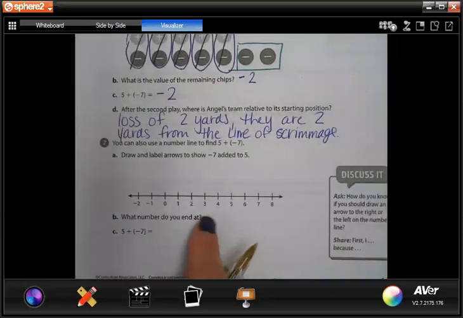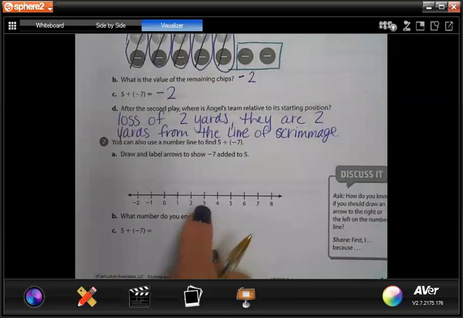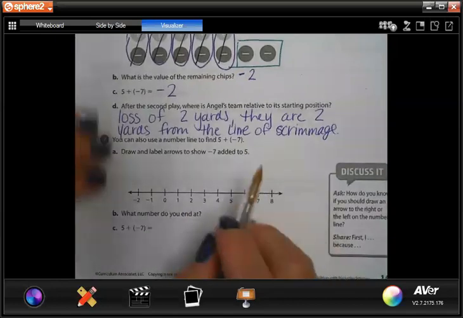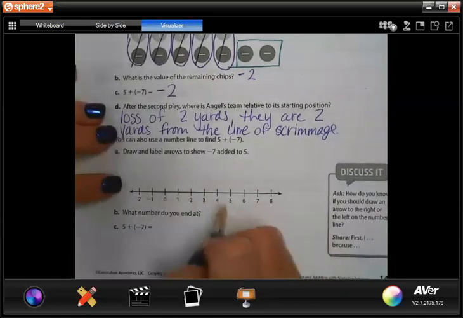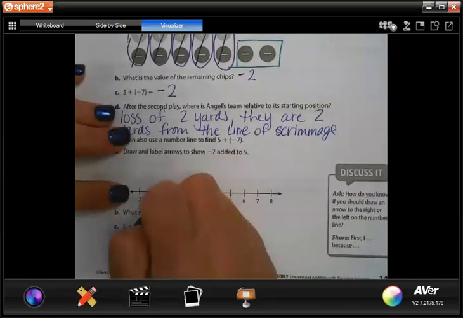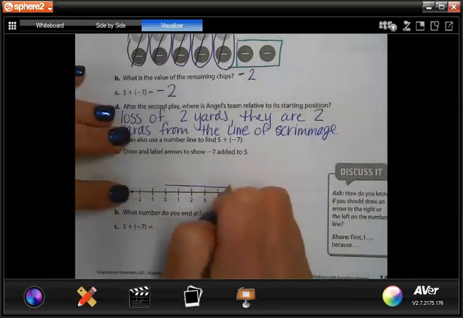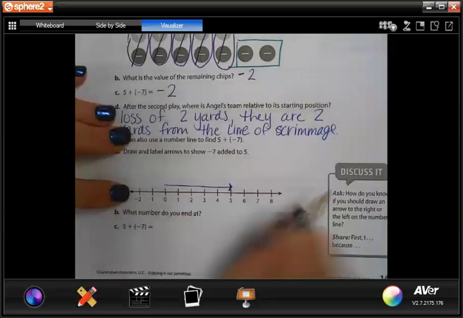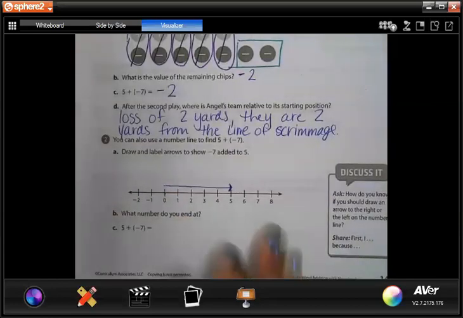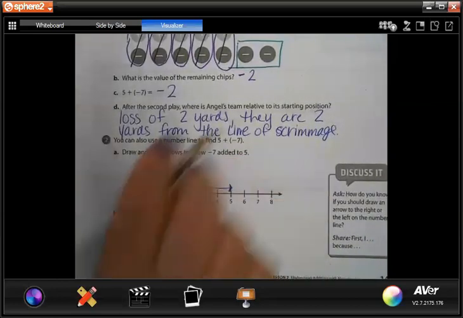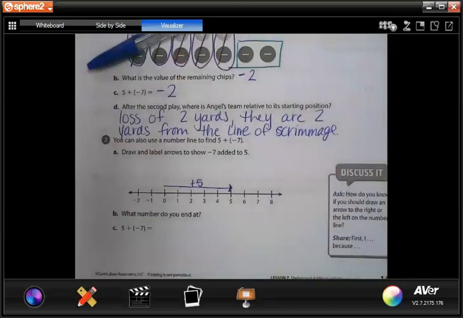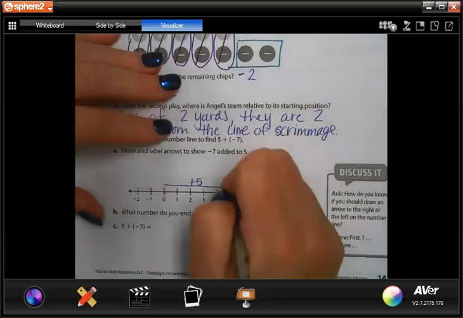Now, to model it a different way, we can use a number line. So we're going to start at 0, right? And we're going to go up to +5. We're going to go up to +5 because they first gained 5 yards. So that's +5. But then the second time, the quarterback must have got sacked because they ended up losing 7.